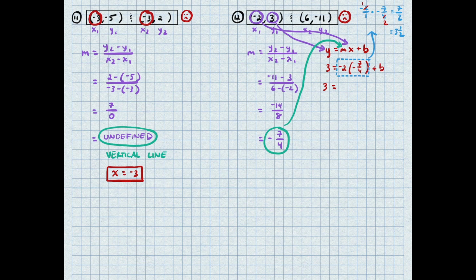Substituting that back in, we're going to get 3 is equal to 3 1/2 plus b. To solve for b, we'll subtract 3 1/2 from the right and 3 1/2 from the left. In doing so here, we should get that b is equal to negative 1/2. Now that we have our slope and our y-intercept, we can write our final equation. Our final equation is going to be y is equal to negative 7/4 x minus 1/2.